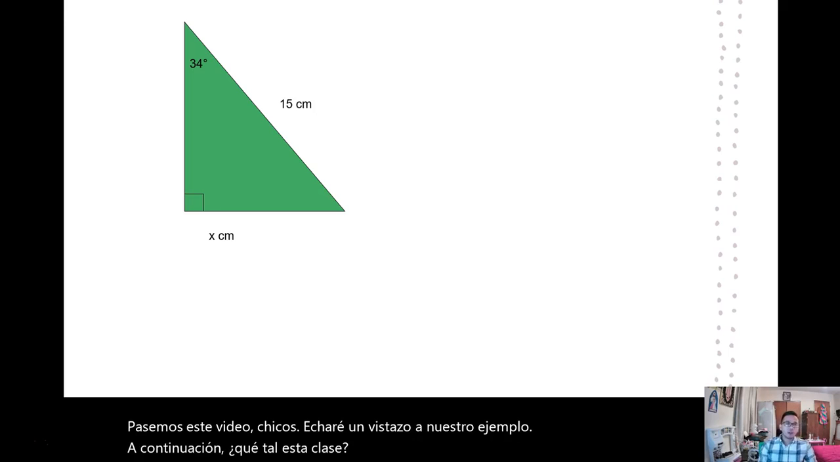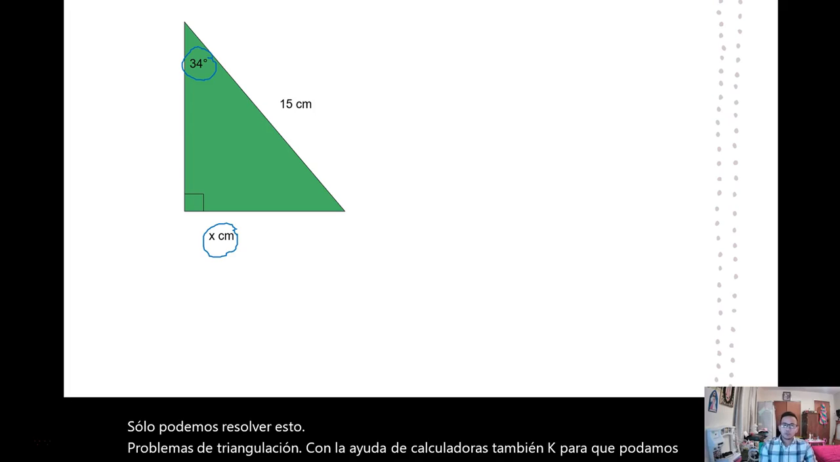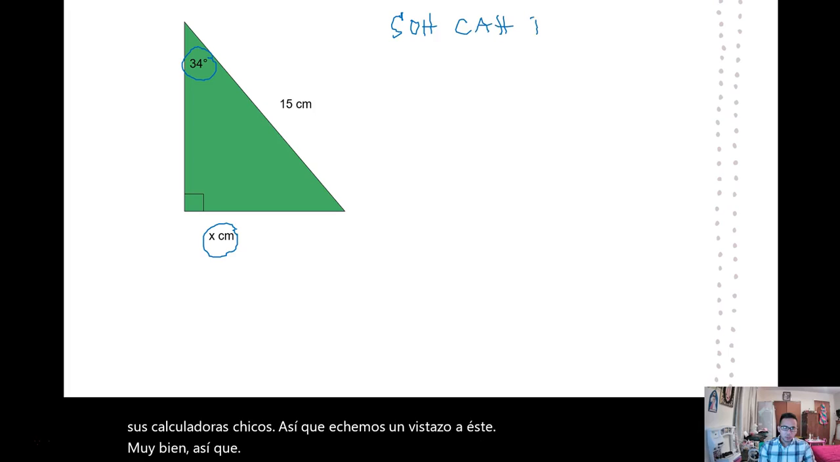We have to find the value of x. So this is x centimeters, and then we have the measurement of an angle here. We can only solve these problems on trig ratios with the help of calculators. So we can pull out our calculators, guys. Let's take a look at this one. I'll write SOH CAH TOA, so this is our baseline.